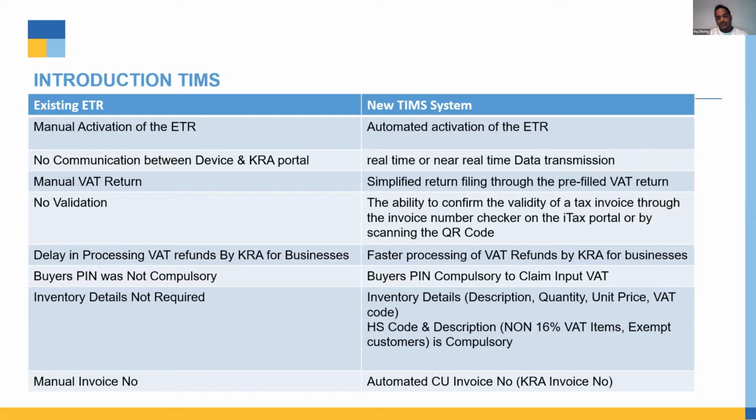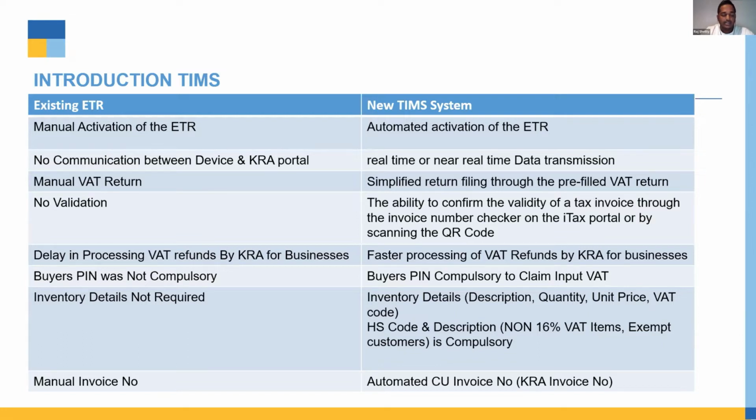When entering details into the new KRA TIMS, inventory details are very important, like the description of the product, quantity, unit, and HS code. The HS code is required for non-weightable products. Non-weightable means all general items are weightable; non-weightable are exempted, zero-rated, and any special rate items. KRA has given the HS code for those items, so you can check on the KRA portal also. Maybe KRA has emailed you that HS code.